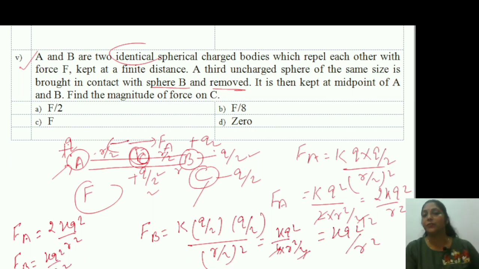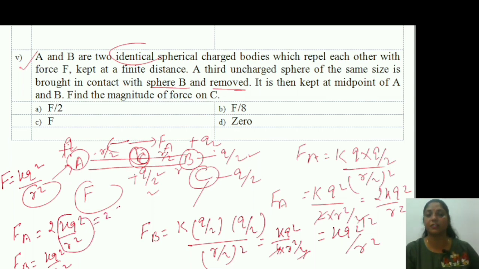And the original force between A and B is what? F. And this one is what? K Q, both have same charge, Q square by R square. This one is the original force. And force due to A is twice K Q square by R square. So you can easily write this K Q square by R square as F. It means FA is twice F. And FB is K Q square by R square. This is F. So FA is 2F, FB is F, and both are in opposite direction.